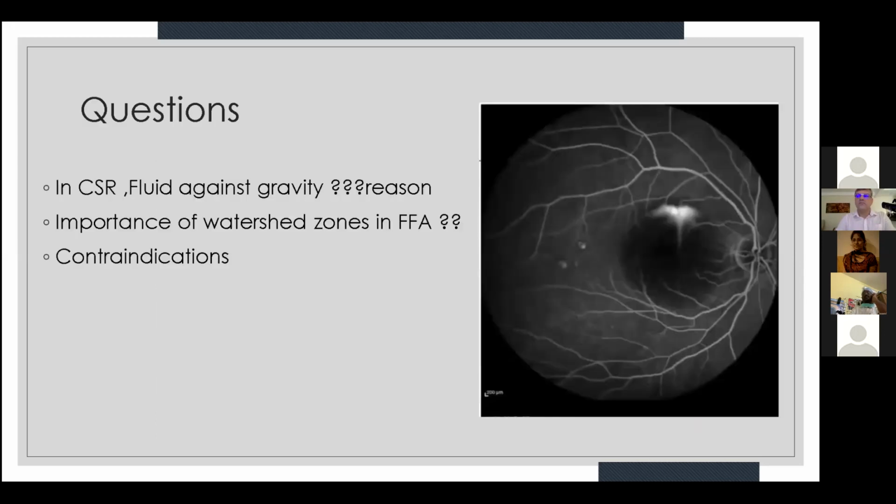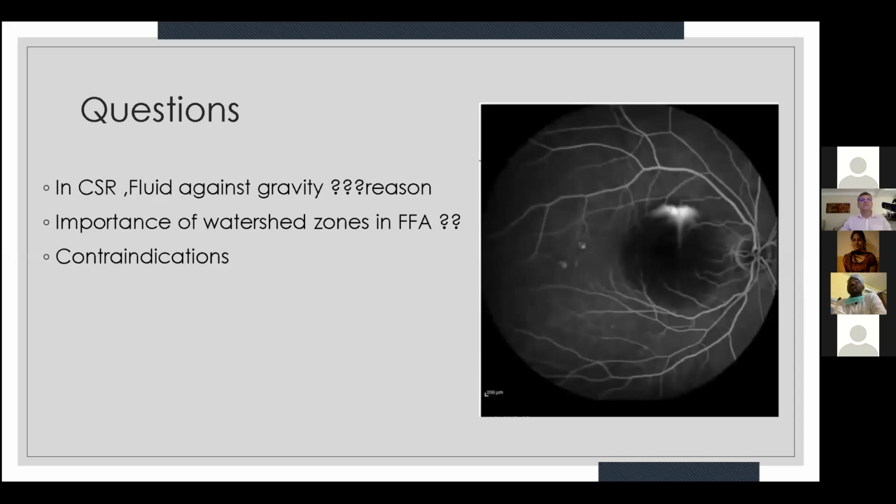So my questions to the panelists are, this is the most common question usually asked. In case of CSR, we see two patterns. One is the ink blot pattern, which is most common, and second one is the smokestack pattern, which is going against gravity. So the most common question to the postgraduates will be, why is the dye going against gravity?